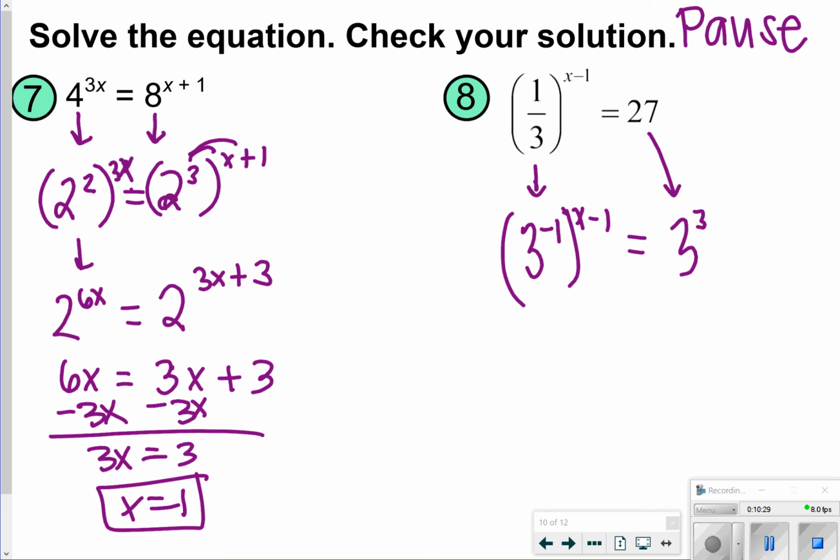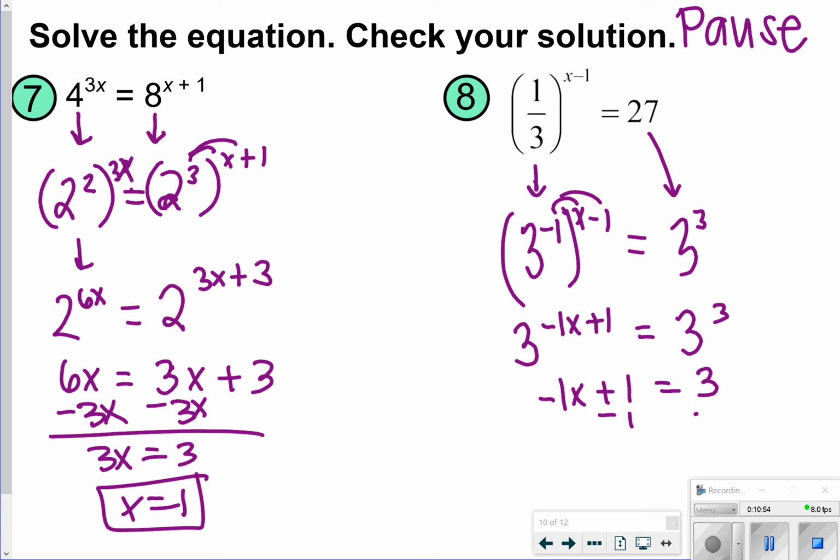Okay, this is just one way of solving it. You could have solved a different way. Either way, I'm now going to distribute my negative 1 to the outside of my x minus 1. So I'd have 3 to the negative x plus 1 is equal to 3 to the third. And now I can go ahead and write my equation. So I'm just going to subtract 1 here.